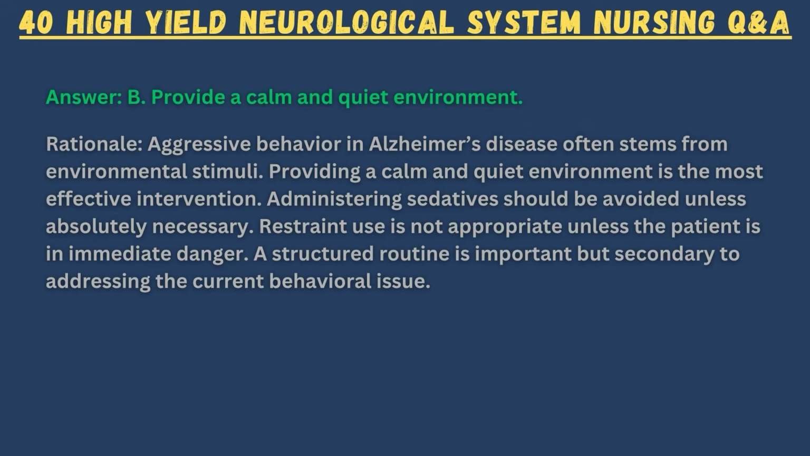Rationale: aggressive behavior in Alzheimer's disease often stems from environmental stimuli. Providing a calm and quiet environment is the most effective intervention. Administering sedatives should be avoided unless absolutely necessary. Restraint use is not appropriate unless the patient is in immediate danger. A structured routine is important, but secondary to addressing the current behavioral issue.